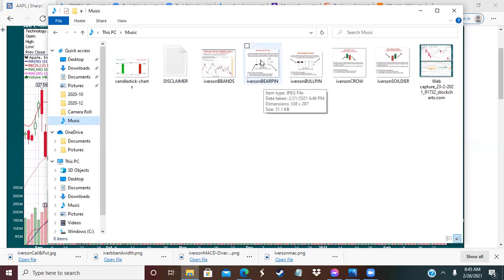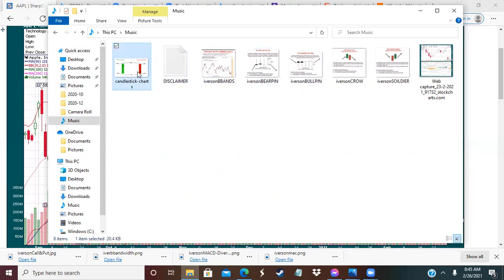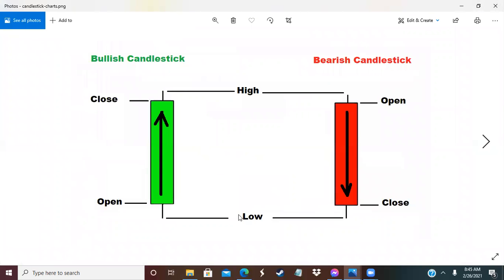So we'll start off with the bearish pin bar. Or as a matter of fact, let's start off with candlesticks. Let's break down candlesticks and give you guys exactly what those are. Okay, here we go. All right, the bullish candlestick. This is the green candlestick that you saw on the screen.